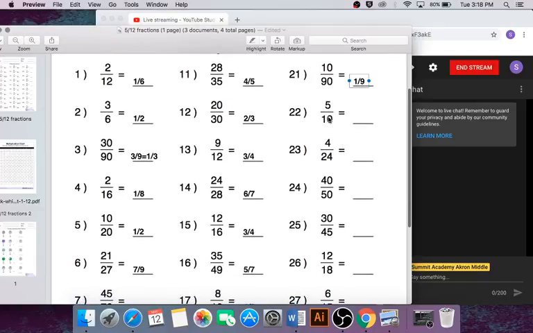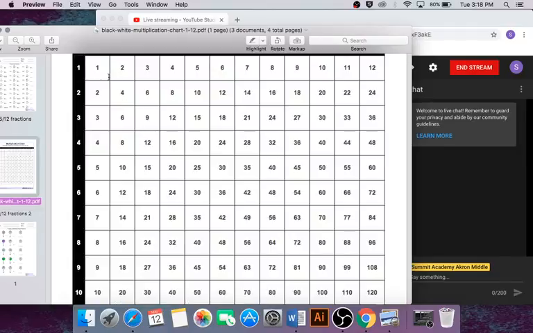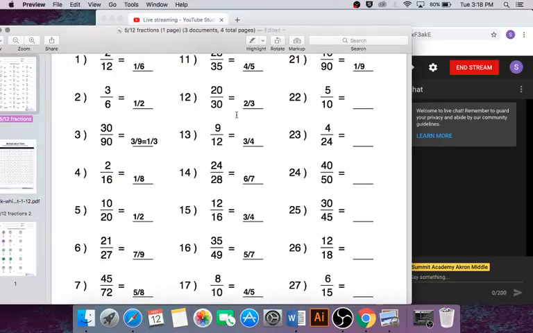Number 22, we have 5 and 10. So we're going to look for a number that goes into 5. 5 is the biggest number that goes into 5, and it also goes into 10. 5 times 1 is 5, and 5 times 2 is 10. So 5 over 10 simplifies to 1/2.